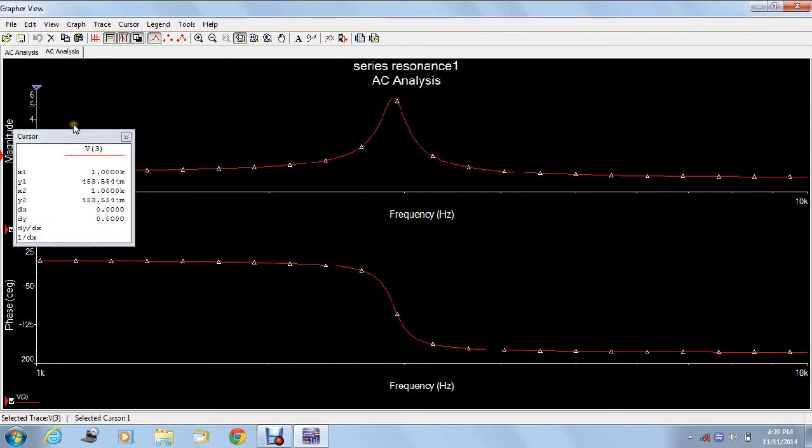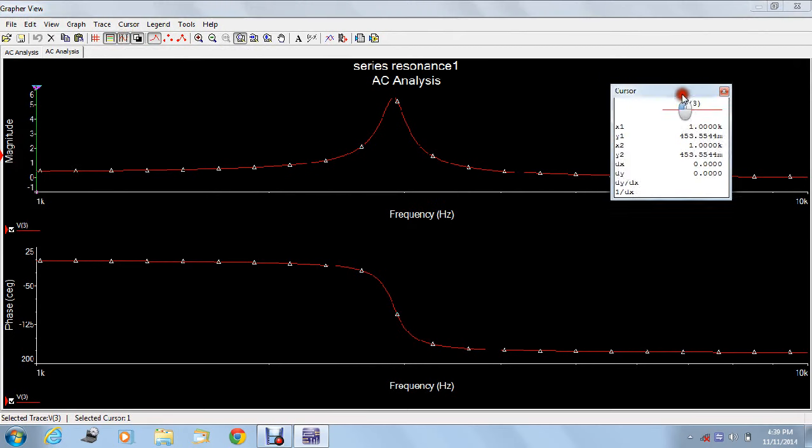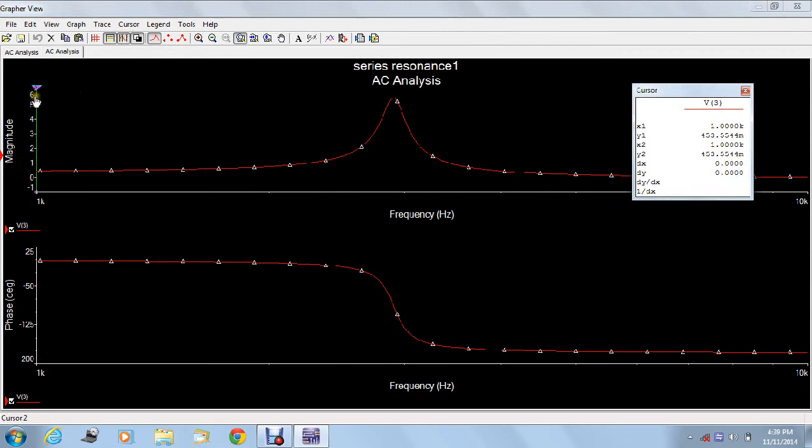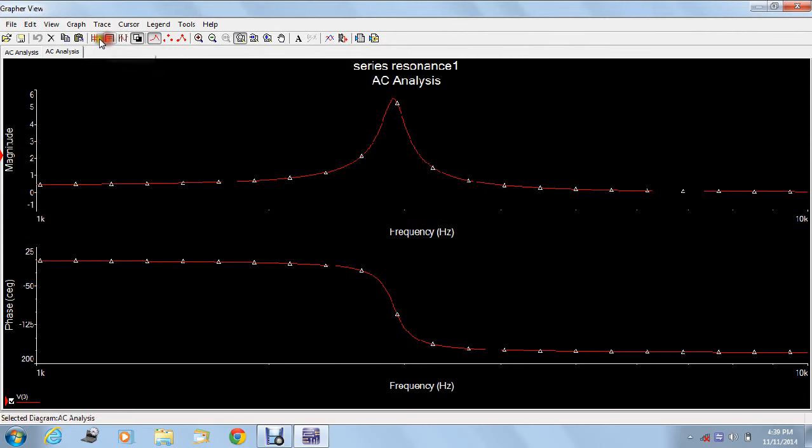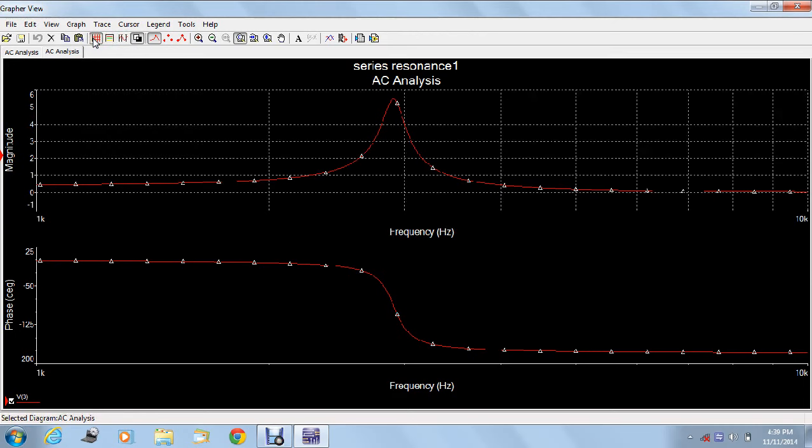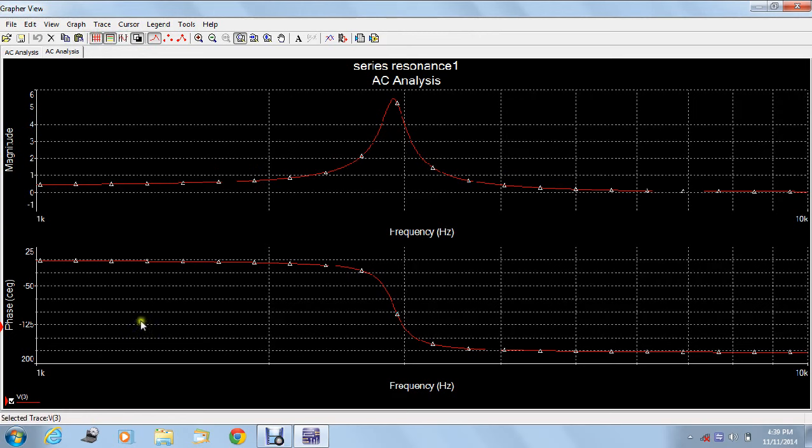Show cursor. If you press this show cursor, cursor is here, and you can move this cursor. See here, my cursor is here. Show grid. Select this graph, show grid. So that's why the grids are visible.